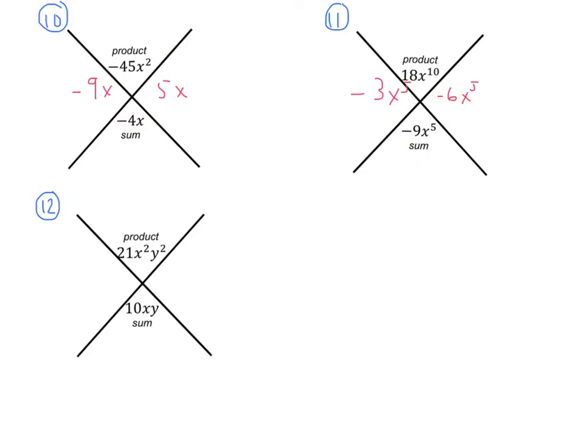Number 12. What should this be? This should be 3xy and 7xy. Why? Because 3xy times 7xy is 21x squared y squared, and 3xy plus 7xy is 10xy.